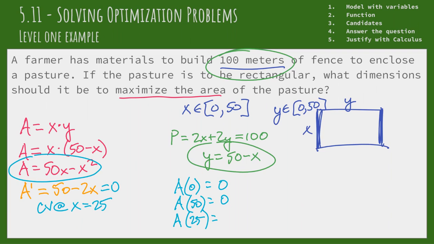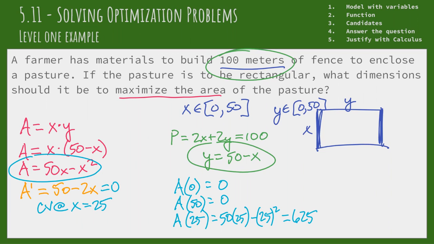Both of those, I hope, make sense: if x is 0, then y is going to be 50 and we get an area of 0. If x is 50, then y is 0 and we get an area of 0. And then if x is 25, then we're going to have 50 times 25 minus 25 squared. And that ends up being 625. So that value is going to give us the maximum area.